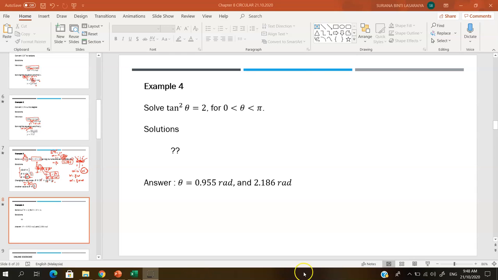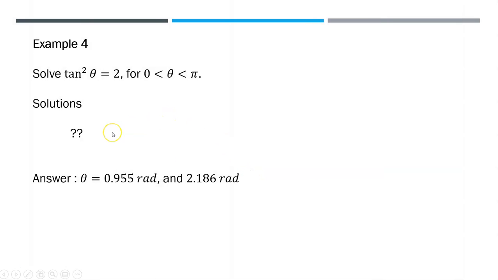I repeat again the solution for example number 4. Solve tangent square theta equals 2. Just now in the class, I told you that the first step is you have to remove that square. So in order to remove the square, we put square root both sides. When you put square root both sides, there will be plus minus root 2.